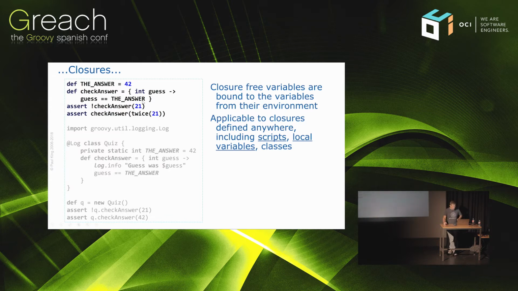So in this particular example here, I've got a constant, the answer. I've got a closure here, check answer, so that's my function, and it takes a parameter guess, and it just returns a Boolean that checks whether the guess that I'm supplying equals the answer. Then I can call check answer, and it'll return false if I pass in something that's not 42, like 21, and if I do pass in 42, or twice 21 in this case, it'll come back true.